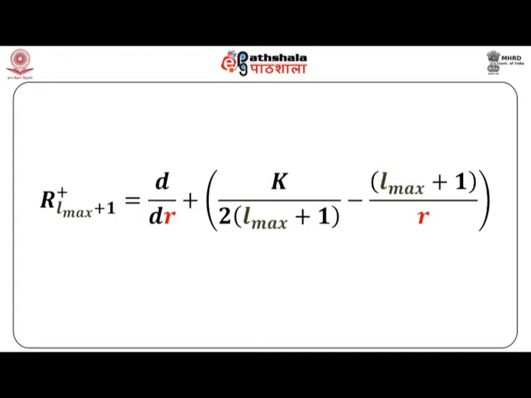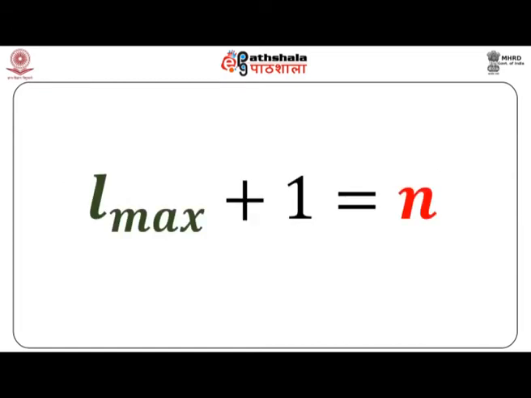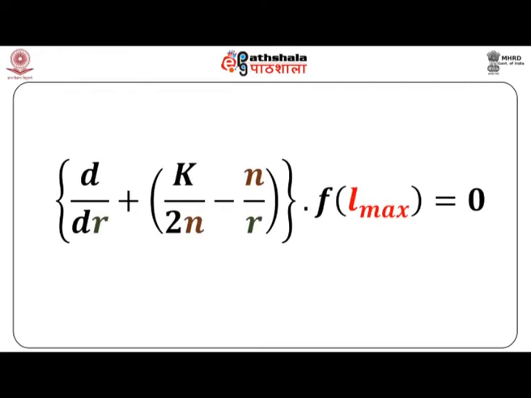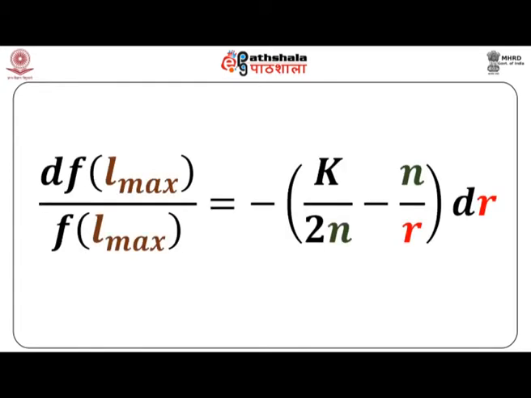That's basically the expression for R plus L max plus 1. And then L max plus 1 is n. Therefore, our R n plus becomes d by dr plus k by 2n minus n by r. And now when it operates on F L max, as you can see here, this is 0, and then if we solve this equation further, ultimately we get the expression dF L max by F L max is equal to minus k by 2n minus n by r dr.